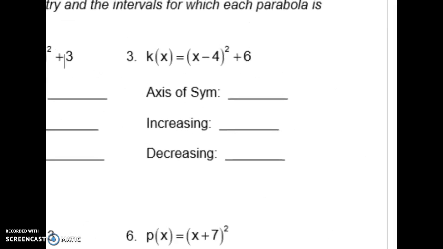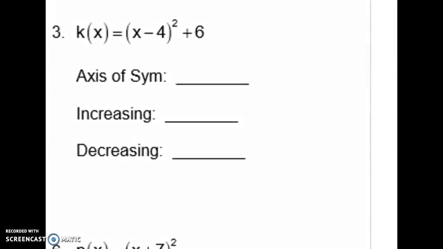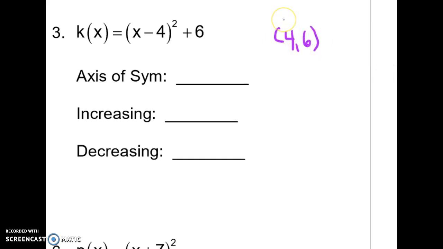So let's say, for instance, we had this graph here, number 3. In order to get a rough sketch of the graph, I need two key pieces of information. I need to know where the vertex is, and I also need to know does the graph open up or down. So my vertex is going to be at (4, 6). I'll take the opposite of the x, so x minus 4 gives 4, and then the y-coordinate is 6.